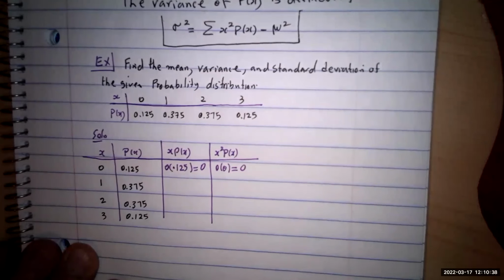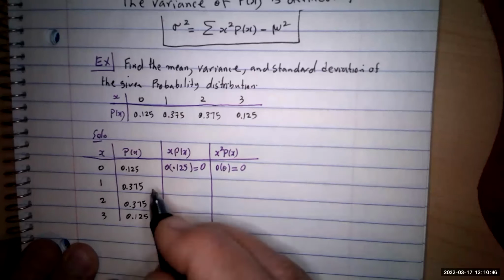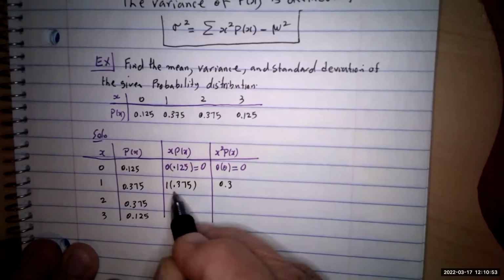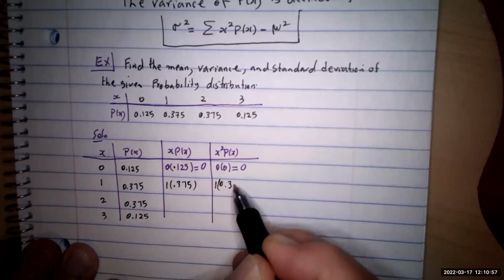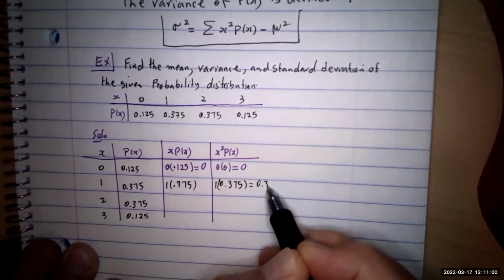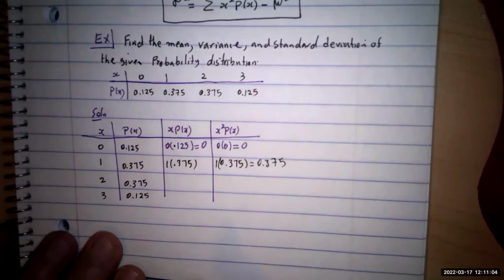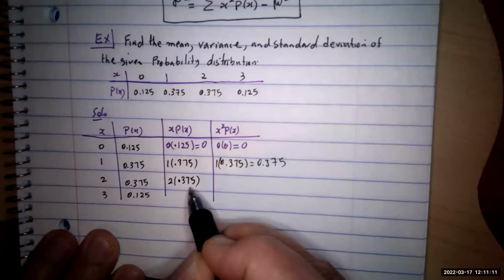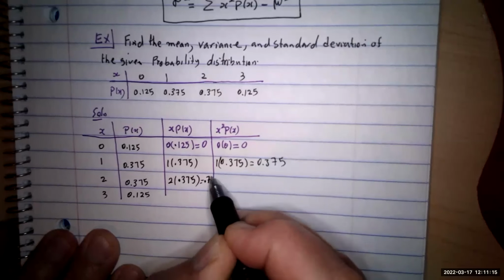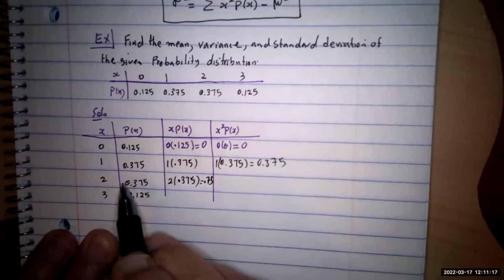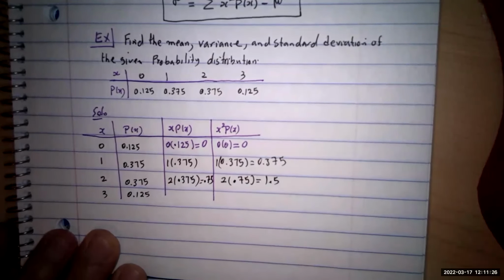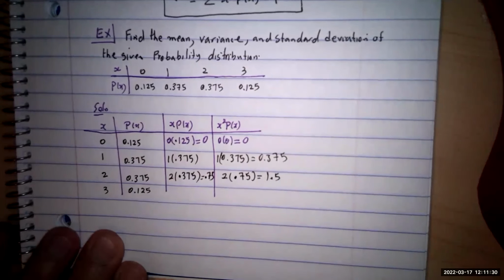Okay, we do the same thing to the other ones. Again, it would be easy, because 1 times 0.375 is 0.375. Again, you multiply by another 1, so that gives you the same thing. This one now is going to be 2 times 0.375. That gives you 0.75. And you multiply by another x, 2 times 0.75, and that gives you 1.5. Okay, any question?